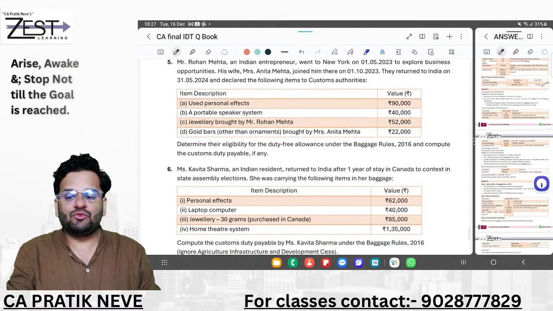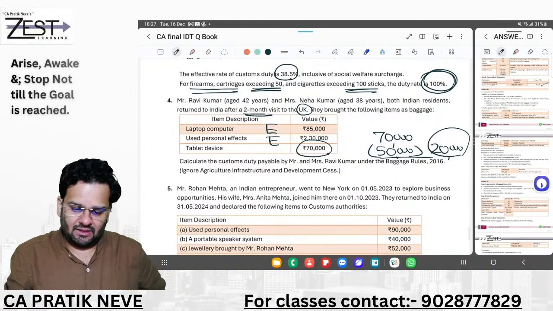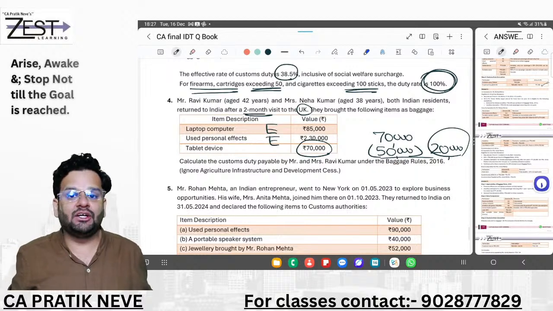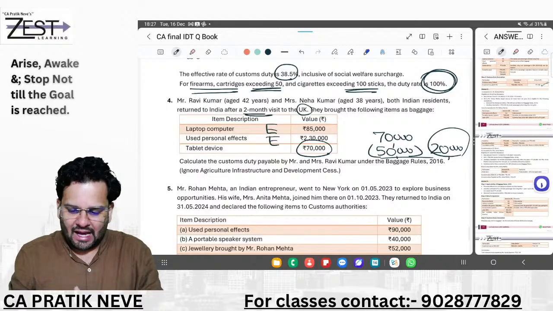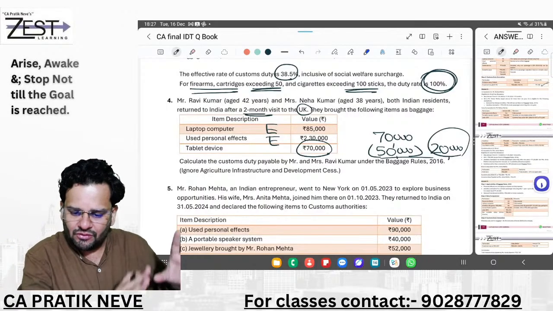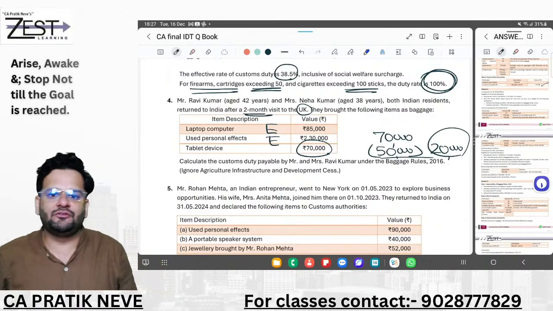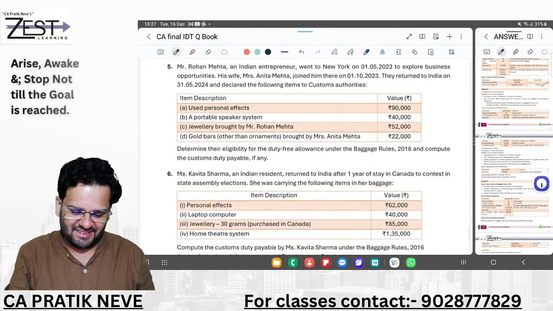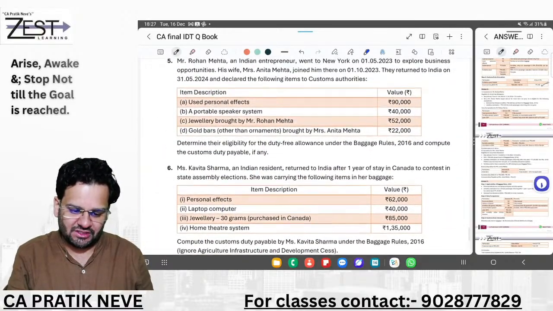Next, we cannot take Mr. Ravi Kumar's and Mrs. Neha Kumar's GFA together. We cannot do that. You show that tab either in the hands of Mr. Ravi Kumar or in the hands of Mrs. Neha Kumar, and take a GFA of 50,000. Clear? Make sense? Yes. Last two questions for today.